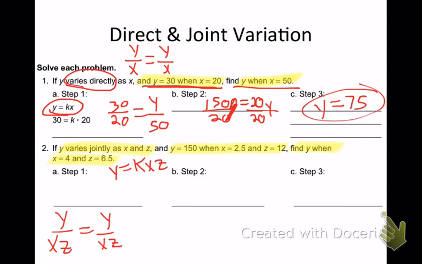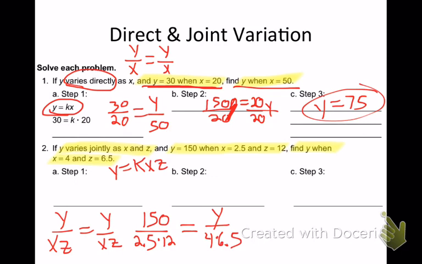So I'm going to set this up as proportions. 150 over 2.5 times 12. Does everybody see why I have 2.5 times 12? Because it's jointly, I need to put the x and z together. Equals y over 4 times 6.5. And then I can solve from there.